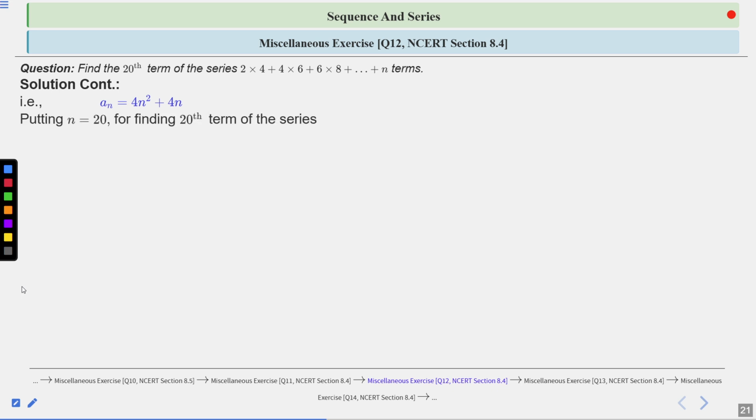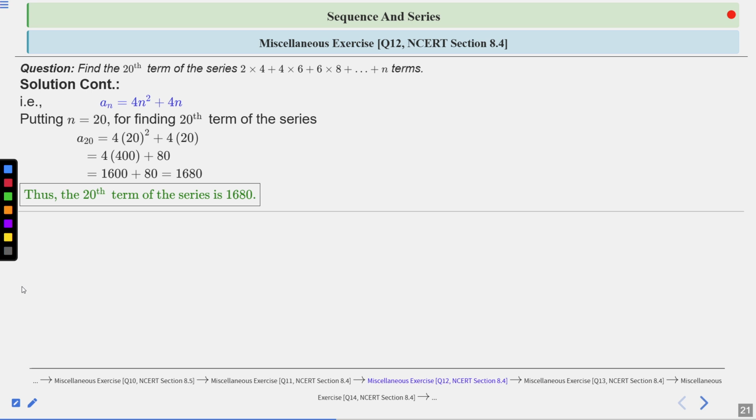Now put n is equal to 20 for finding 20th term of the series. So A20 will be 4 into 20 square plus 4 into 20, right? This will be 20th term, which is equal to 4 into 400 plus 80, right? So it will be equal to 1600 plus 80, which is equal to 1680. Thus the 20th term of the series is basically 1680. Okay.